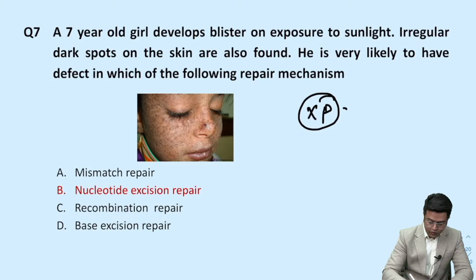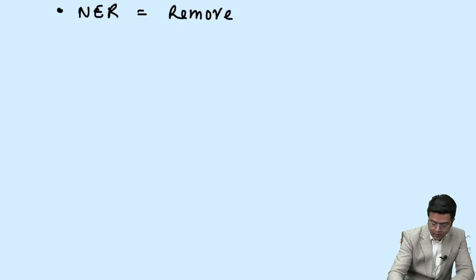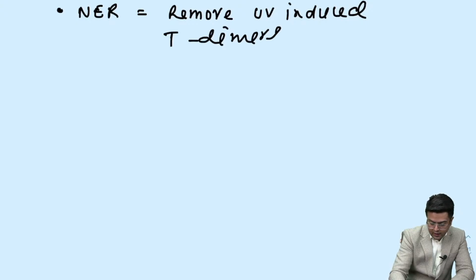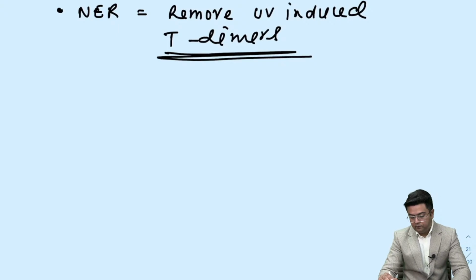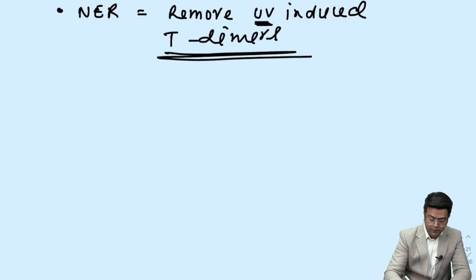So guys, what is the purpose of nucleotide excision repair? First of all, it removes the UV induced T dimers or thymidine dimers. So first thing that you must know is T dimers. What do the UV rays cause to the skin? They make thymidine dimers, or the pyrimidine dimers. So they remove the UV induced T dimers, and this is repaired by nucleotide excision repair.